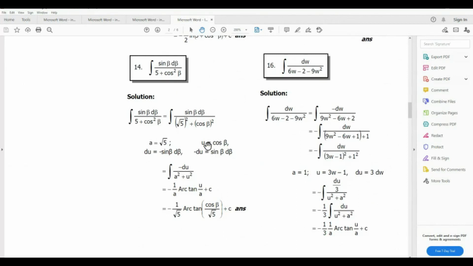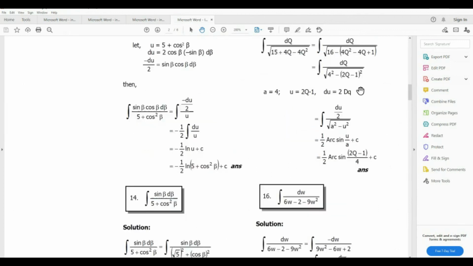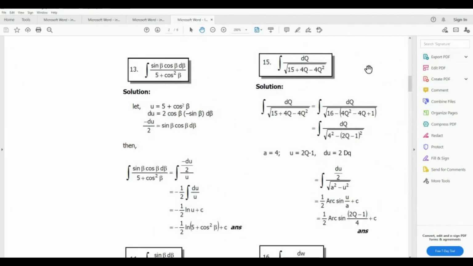Where u is equal to cosine beta, then du is equal to negative sine beta d beta. Or, yung sine beta d beta is negative du. Then, nung sinubstitute doon, this will become negative du over a squared plus u squared. So, arctan siya. Yun yung ganda sa nagsasubstitute. Malinaw na malinaw.